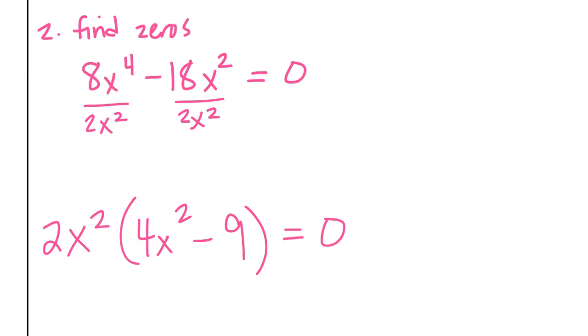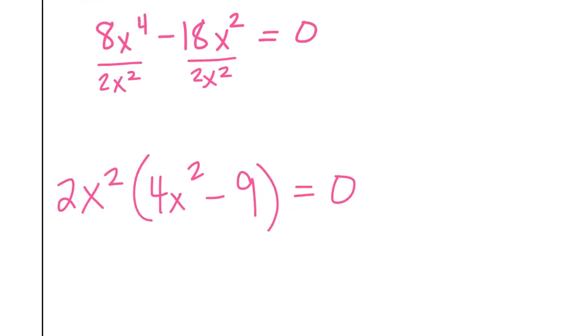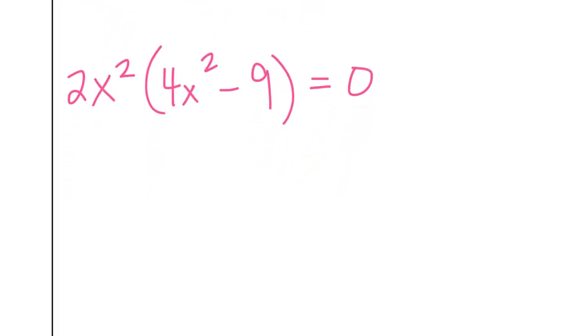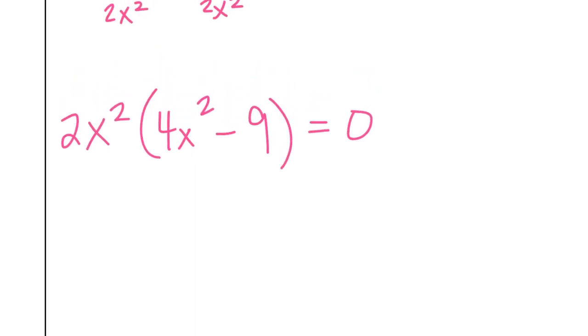Okay, but I want to factor it as simple as it can be. So starting with that x squared here, I can separate that into 2 separate x's. So technically it could be like 2 times x times x. Each one of those would be their own factor.